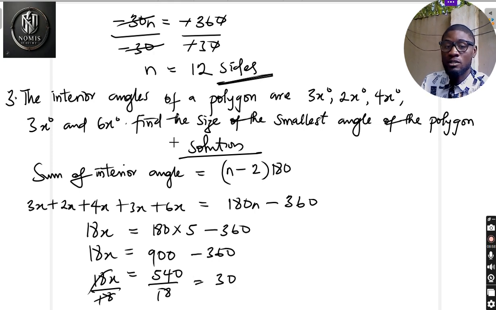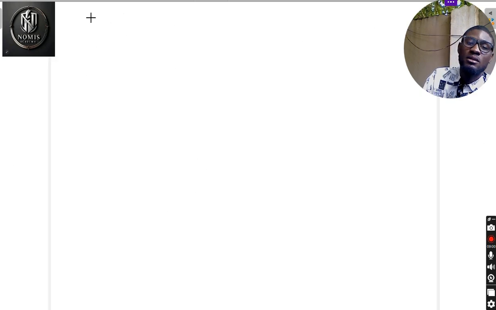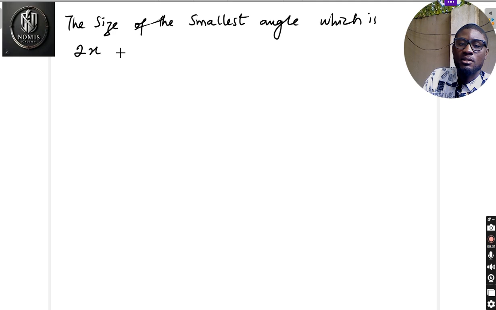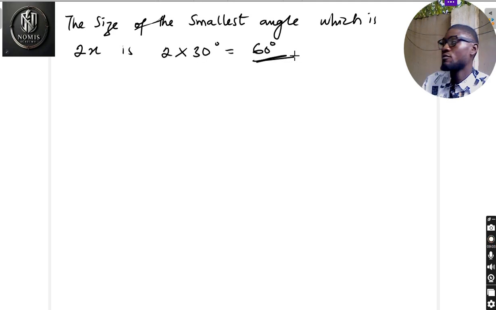Remember that we've not answered the question. The question says we should find the size of the smallest angle. We know the smallest angle is 2x. Now that we've gotten the value of x, we can now say the size of the smallest angle, which is 2x, is 2 times 30 degrees, and that is 60 degrees. So the size of the smallest angle is 60 degrees.